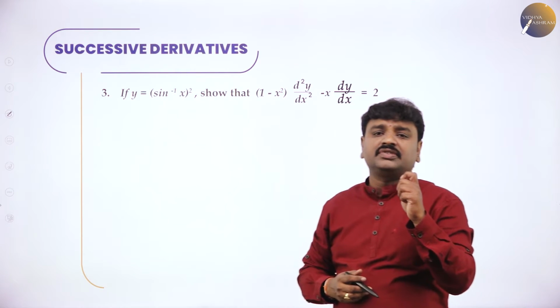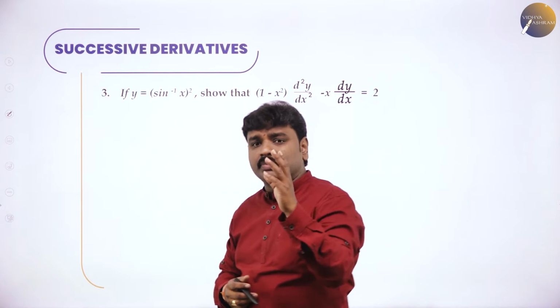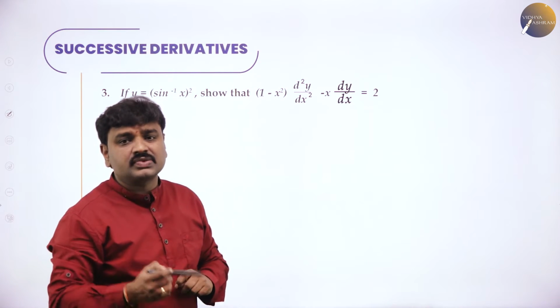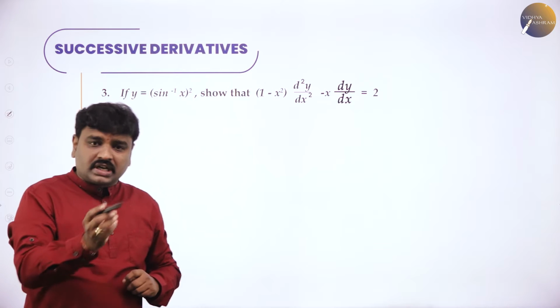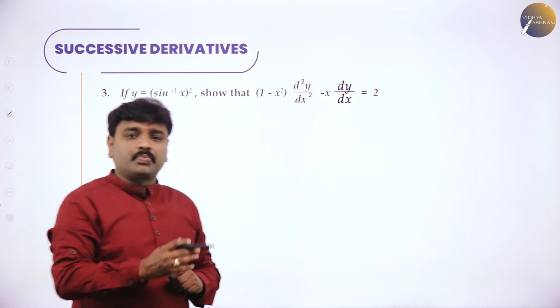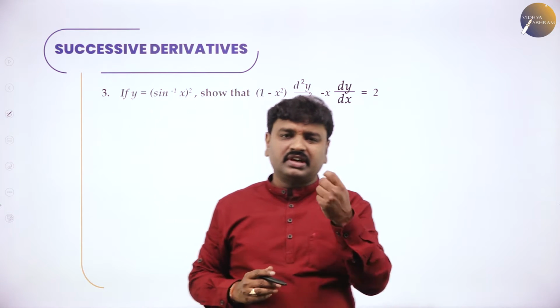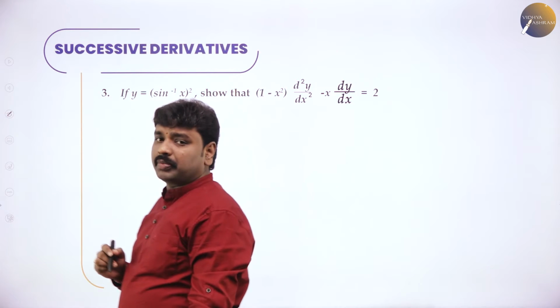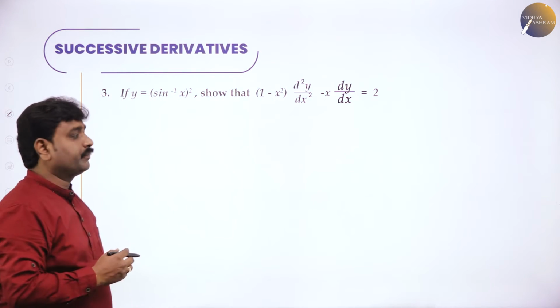What is the differentiation of sin inverse x? 1 by root of 1 minus x square. And the other thing is, whenever you have a denominator, transfer it to the LHS, it will become a product of two functions. Use the product rule. That is a hint again. So now we'll take this problem and we'll go on solving.